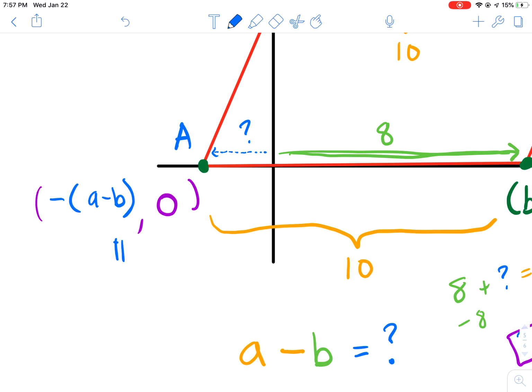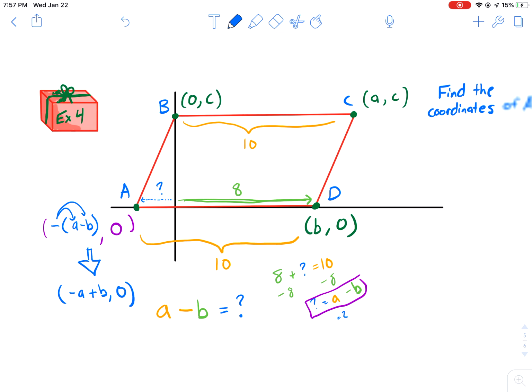What does that translate to? Obviously, that looks a little ugly, so let's change it. We're going to use the distributive property to both terms inside. Negative A, negative times negative, positive B, comma, 0, and there's our answer.